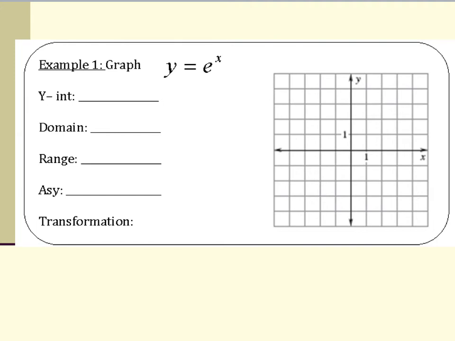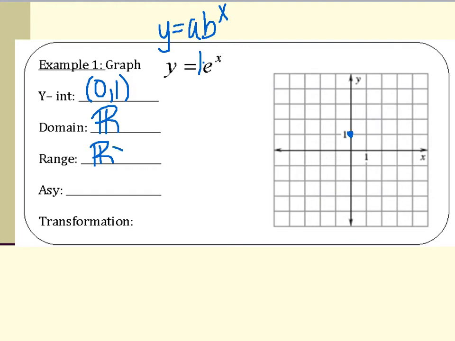Our first graph, we're going to graph just y equals e to the x power. Remember, our general form for all of these is y equals a times b to the x. So if I put a number in here, I could put a 1 right in there. So my y-intercept is still going to be 0, 1. We're going to use a lot of the ideas that we used previously in 7.1 and 7.2. My domain is still going to be all real numbers. My range is still going to be all real numbers greater than 0.